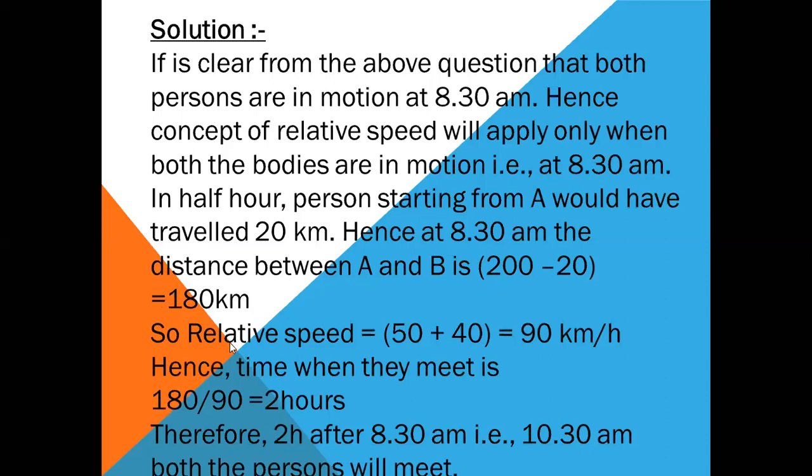And since the two persons are moving in opposite direction, the relative speed would be 50 plus 40, 90. So we have to find the time when they meet. We can use the same formula. Time would be distance upon speed. Distance is 180 divided by speed, 90. That is 2 hours. So 2 hours after 8:30 a.m., that is 10:30 a.m., both the persons will meet. Okay. So both persons will meet at 10:30 a.m.